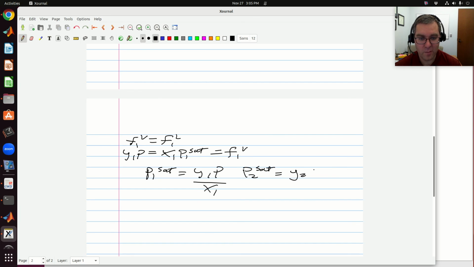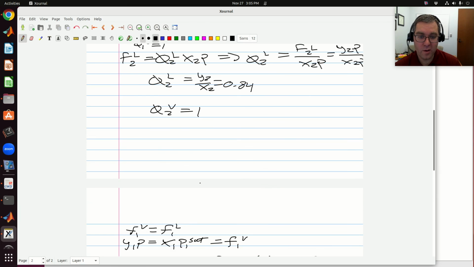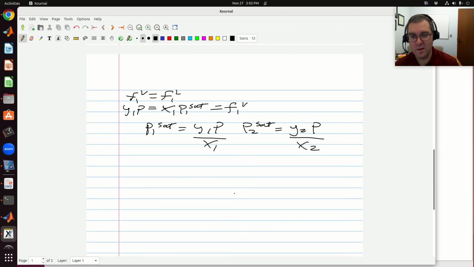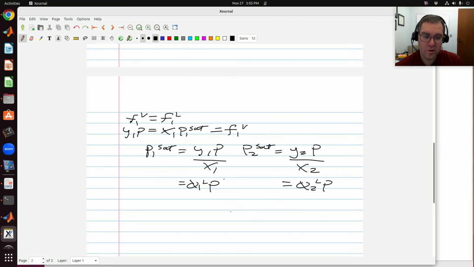So P2 sat would be y2 times P divided by x2. And hey, if I want to get really cool and nerdy, y1 over x1 we said was equal to phi1. So P1 sat is essentially phi1L times P, is another way I can write it. And likewise, P2 sat would be phi2L times P. But that's going kind of beyond. Just a note that if I wanted to, I could calculate it as such.